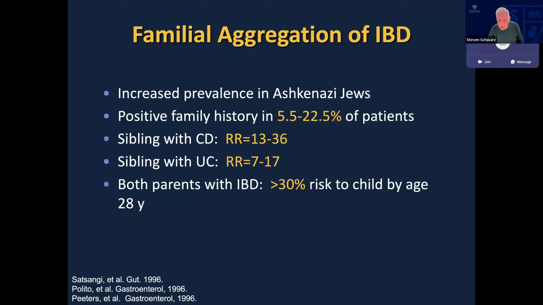There's a positive family history in 5 to up to 25% of patients. And siblings with Crohn's disease, the relative risk is 13 to 36-fold, with UC 7 to 17-fold. If both parents have inflammatory bowel disease, there's a greater than 30% risk to the child by age 28 years.